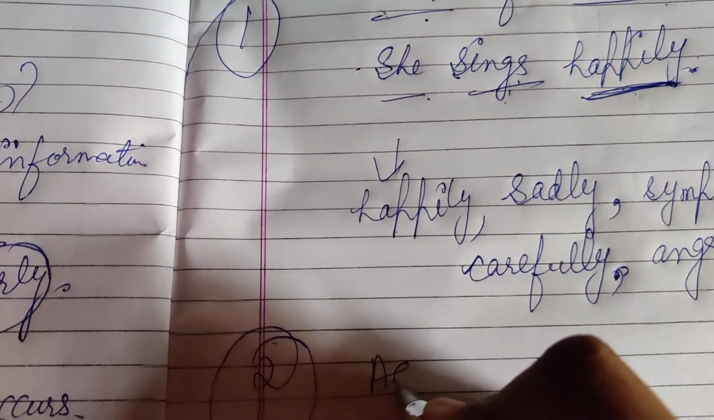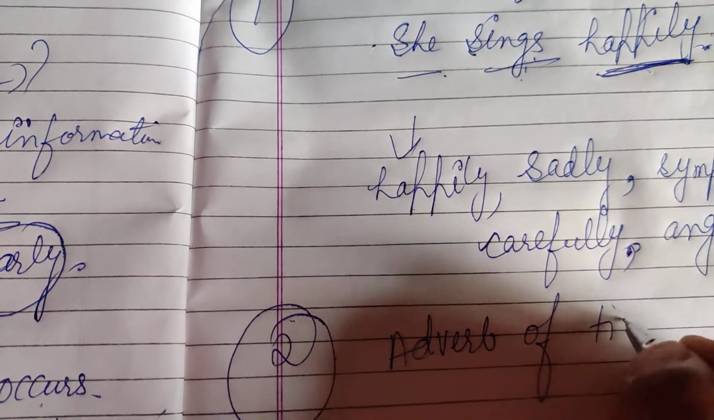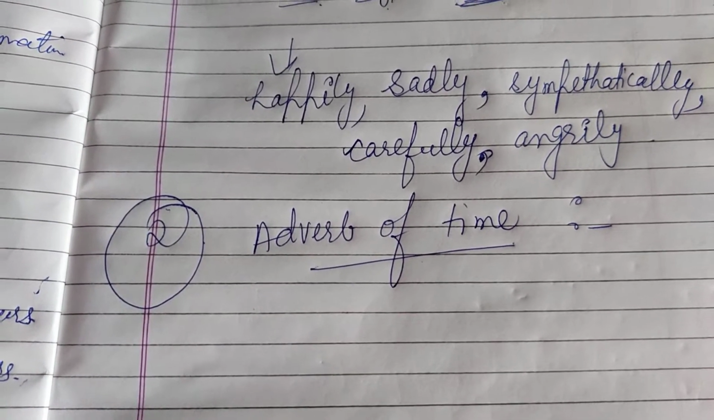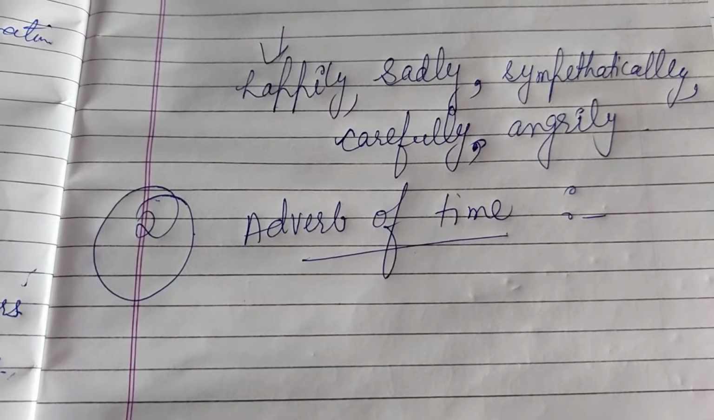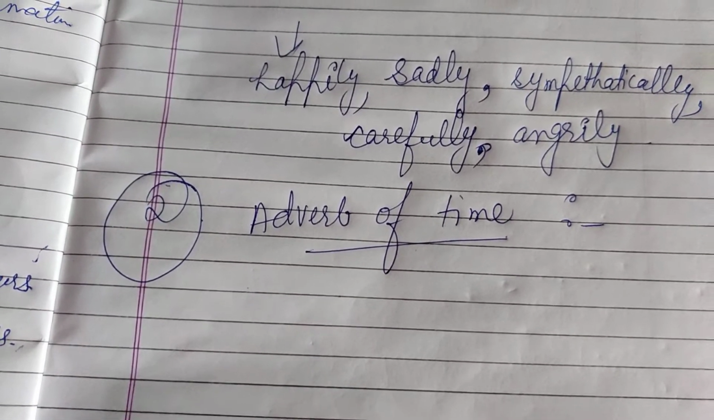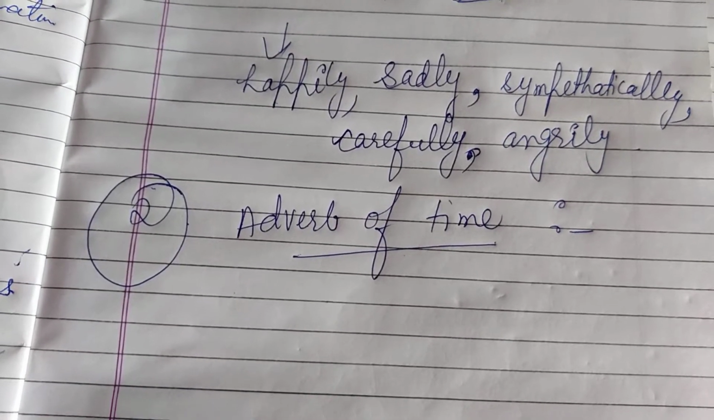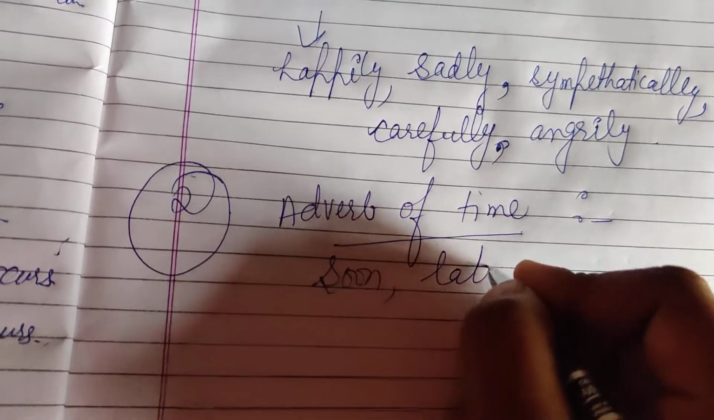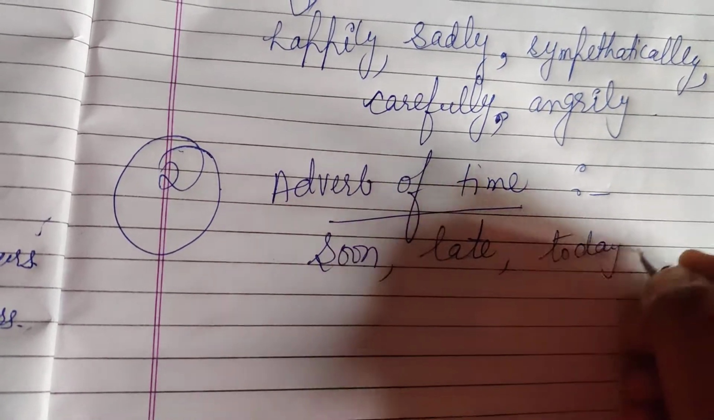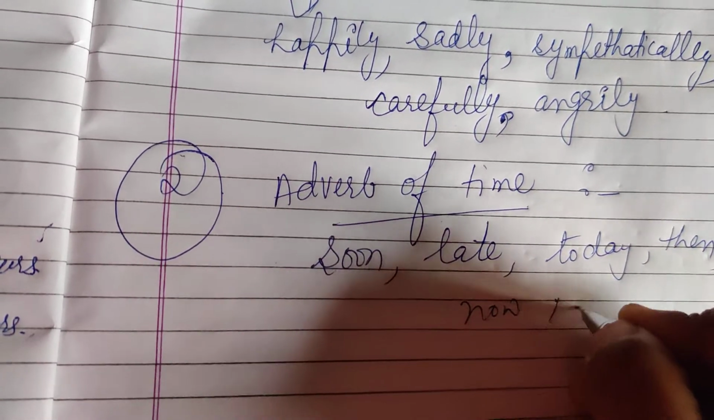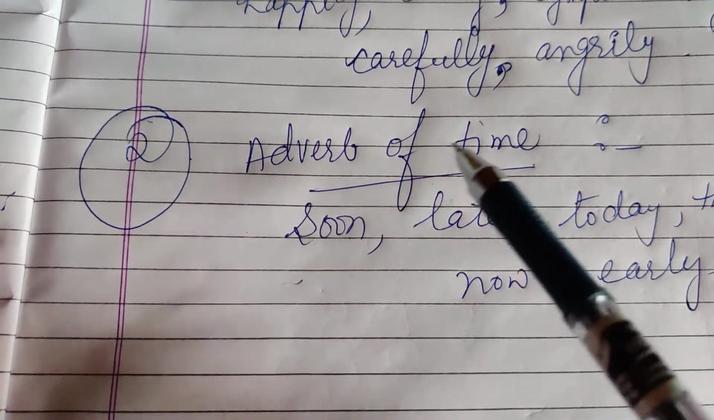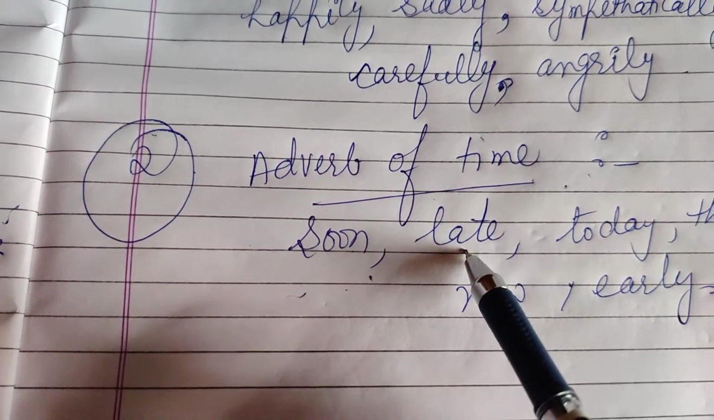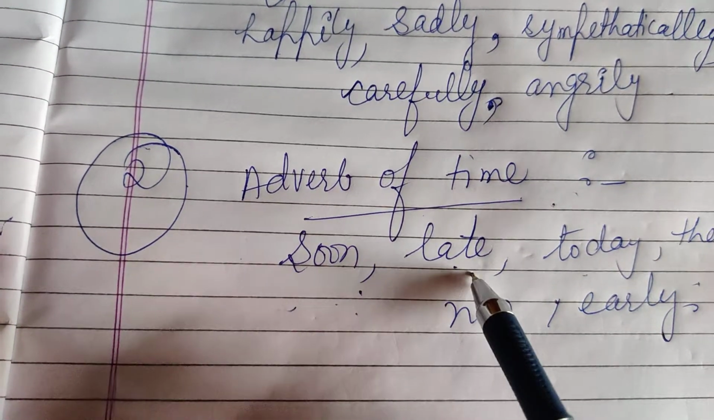Next one आता है, the second one is adverb of time. So this tells us about the time of occurrence, कि वो काम कब हुआ. They tell us about the verb, when the verb was done. So first of all, soon, late, today, then, now, early. All these words are related to time. So these words, adverbs of time, tell us when the action took place, when the verb took place, कब हुआ वो.